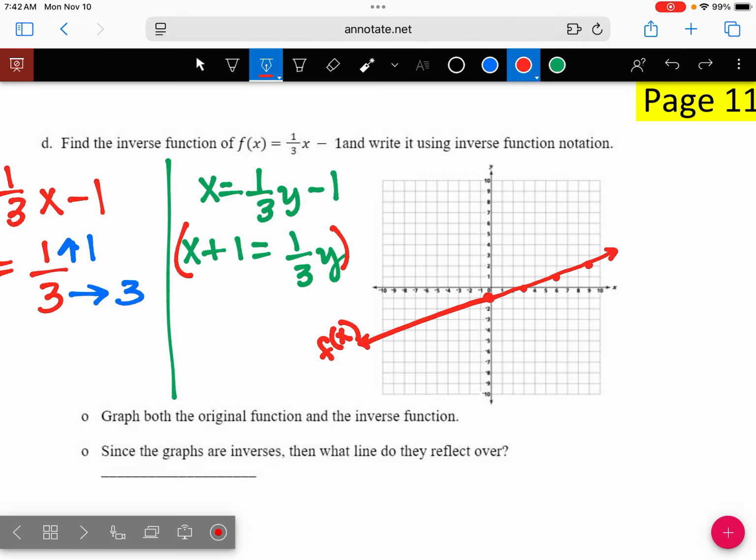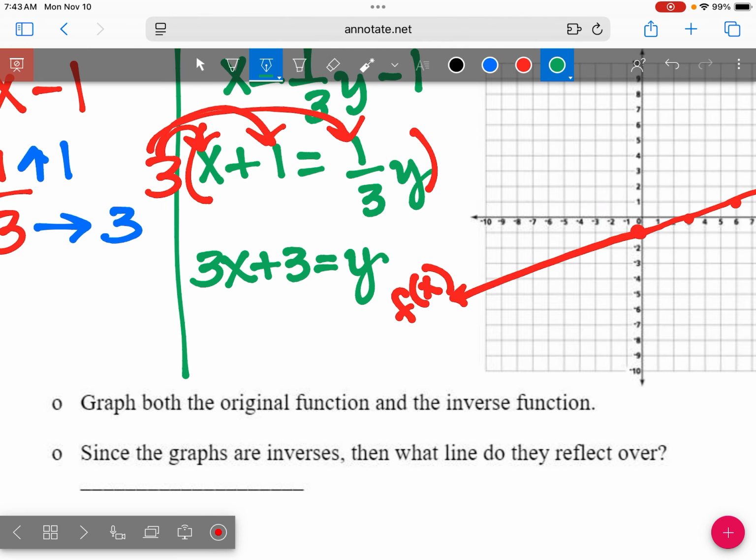That's how we cancel out a fraction. So we got 3 times x, 3 times 1, and 3 times 1/3. Pick up your calculator and see what 3 times 1/3 is so you can see. You should get 1. So that's your inverse function. My inverse, f inverse, is 3x plus 3.